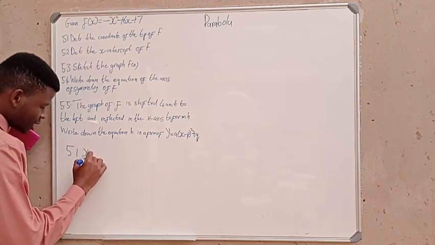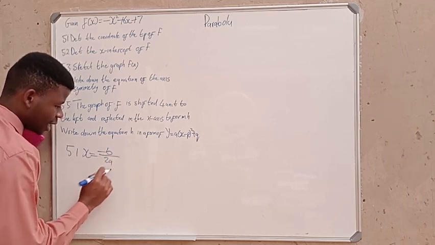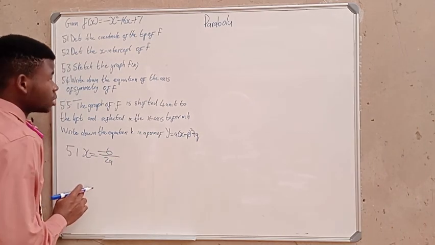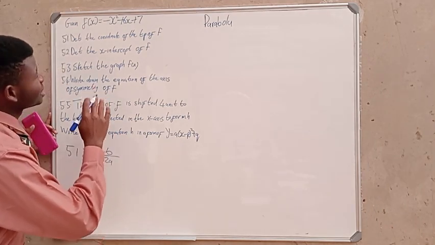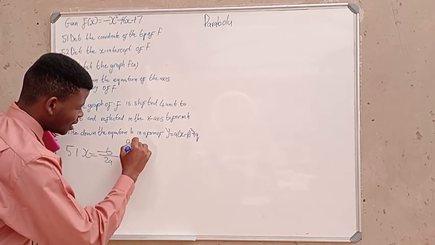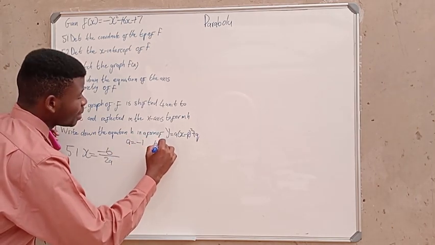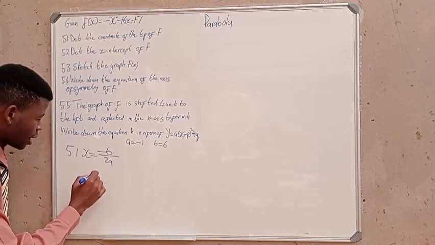x is equal to minus b over 2a. Let me extract our a and our b. Our a there is -1, and our b is 6.